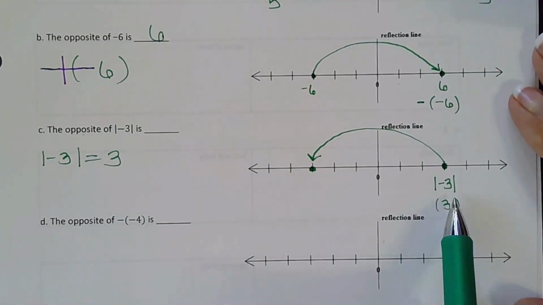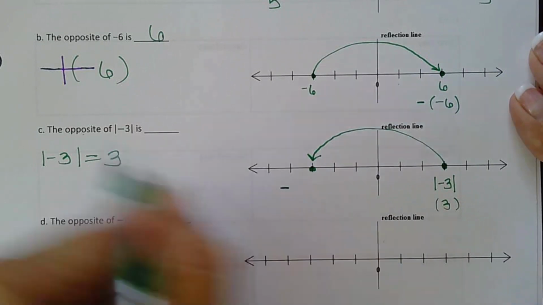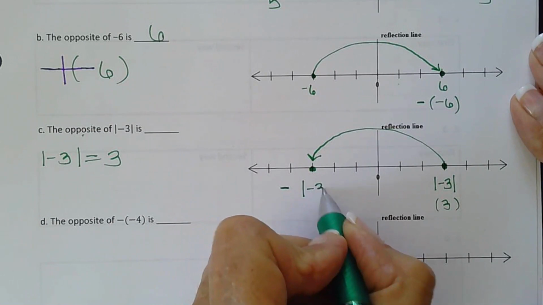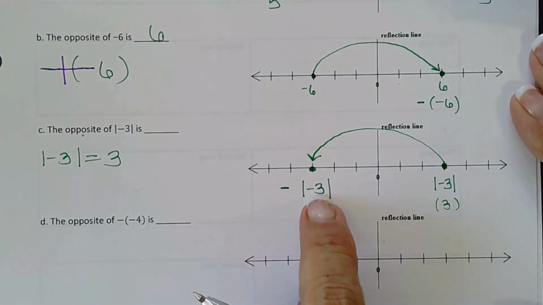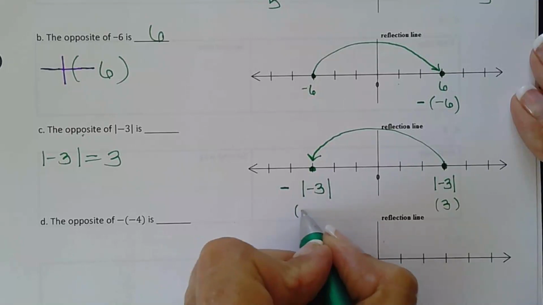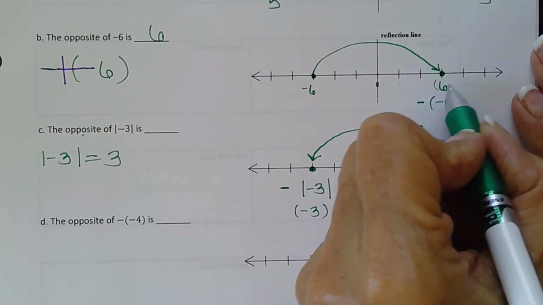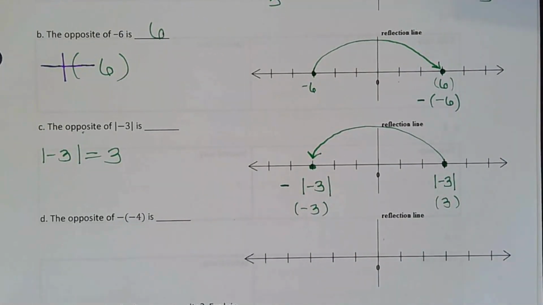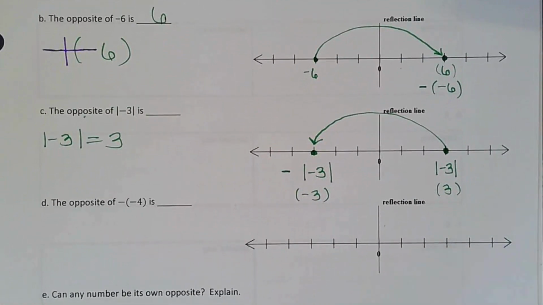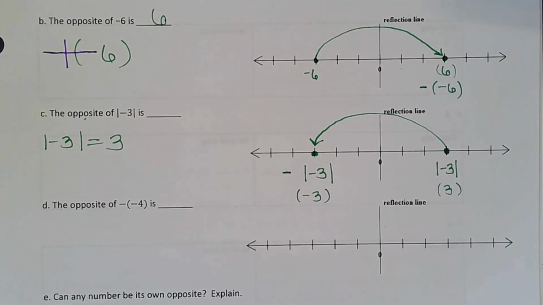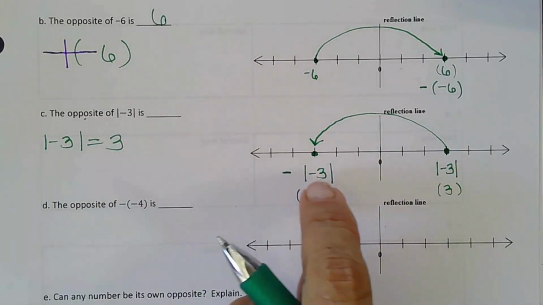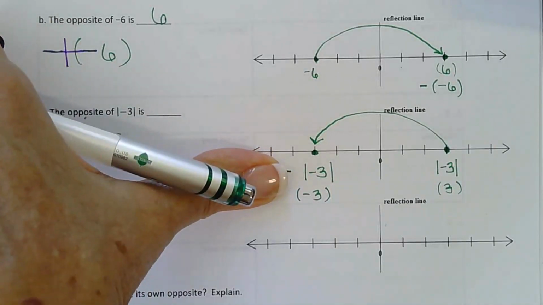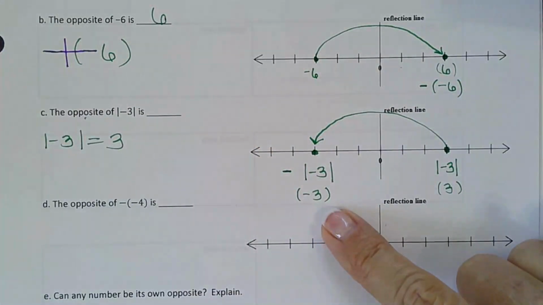So this one would be written as the opposite, because remember, opposite is written with a negative, of the absolute value of -3, which we know to be 3, and we know that makes it negative. So in parentheses, we know it's -3. It gets a little tricky with the words, but what you have to remember is opposite means put a negative sign in front. So the opposite of the absolute value of -3: the absolute value of -3 is 3, the opposite, -3.